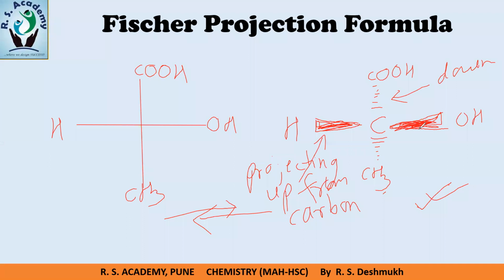A Fischer projection formula can be drawn by visualizing the molecule with its main carbon chain vertical. If you look here, the main carbon chain is vertical, the carbon is at the center, you have to consider, with COH on top and CH3 below. That means that is the main chain.